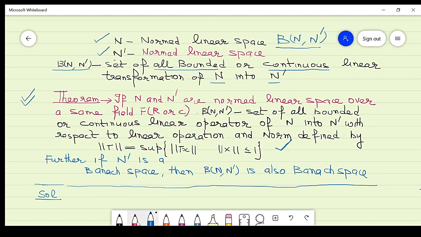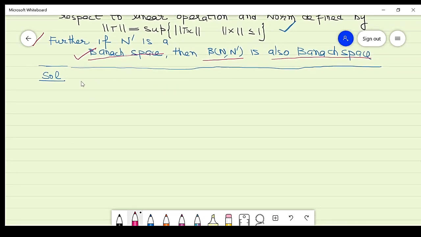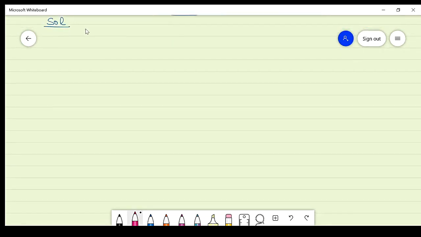The second part is, if N' is a Banach space, then B(N, N') is also a Banach space, right? Meaning it is also complete. So there are two parts of this theorem. One is to prove it is a normed linear space, and second is to prove it is complete, given that N' is complete. Now we are going to start the first part.